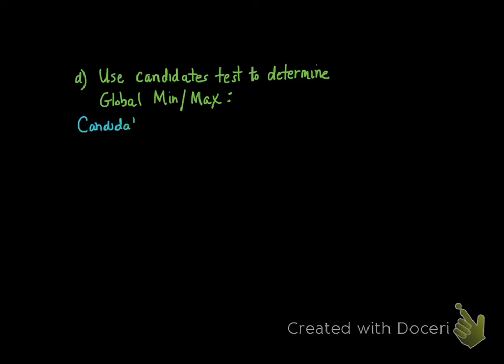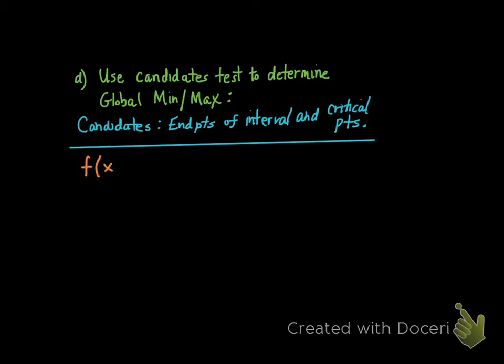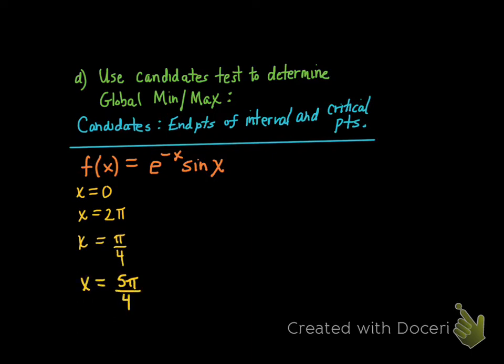So the endpoints of the interval are at x equals, the interval goes from 0 to 2 pi, right? That's why I'm testing. There's our function, f of x equals e to the negative x sine x. x equals 0 is the first endpoint. x equals 2 pi is the right endpoint of the interval. And we have two critical points, x equals pi over 4 and x equals 5 pi over 4.